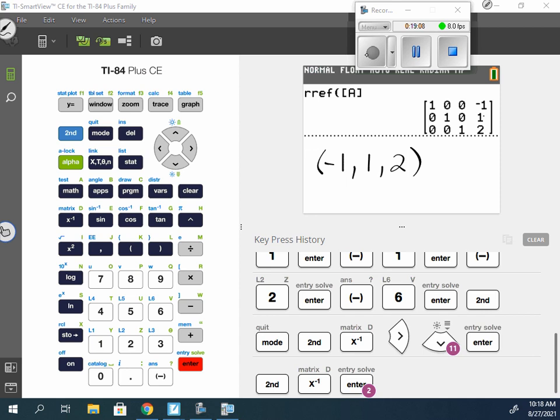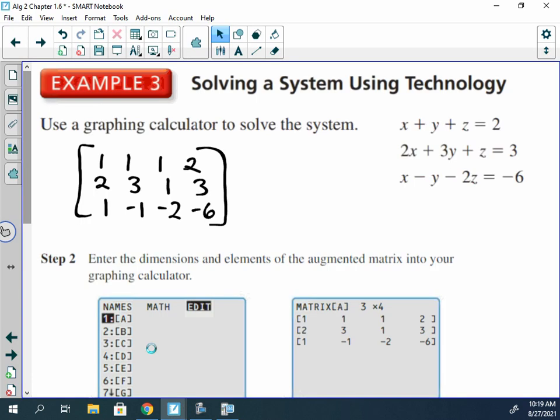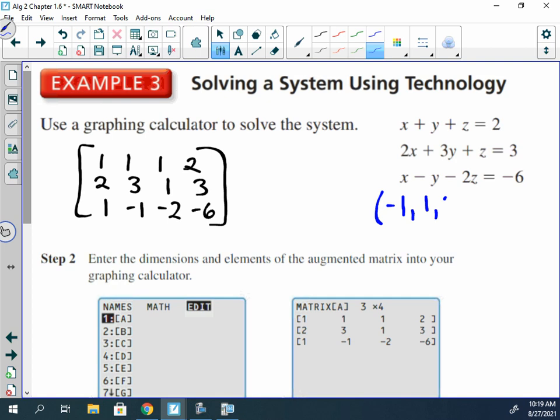Questions on this here? Second matrix, and hit enter, and then enter again. Any other questions on this here? Negative 1, 1, 2. So here, the answer to this system of equations is negative 1, 1, 2.